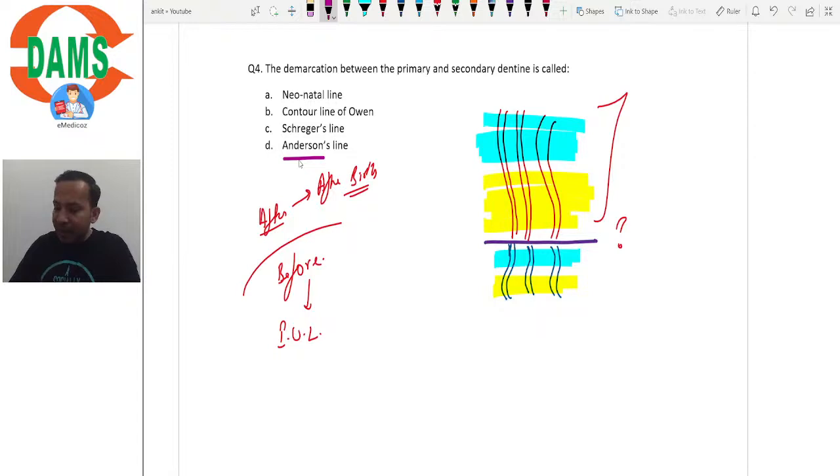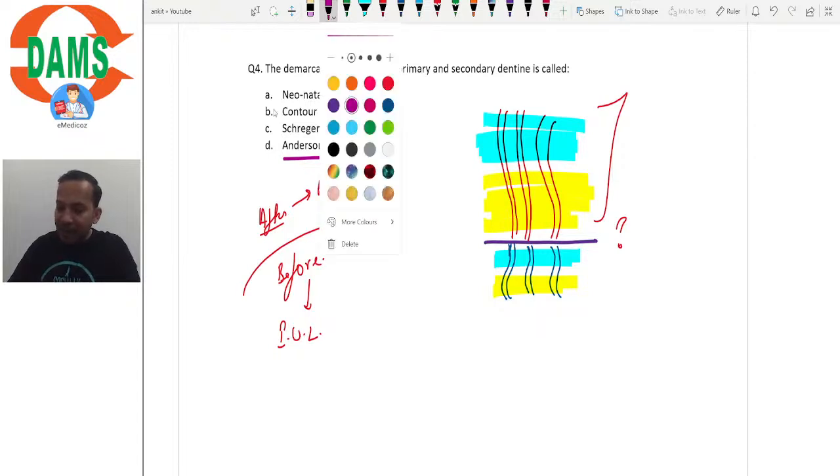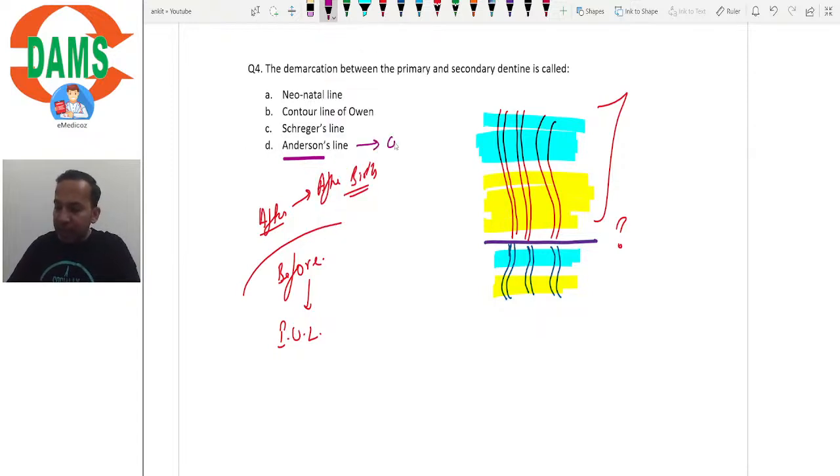Now, what is Anderson's lines? Anderson's lines, as we have studied in the class, they are basically weekly growth lines, right? They are weekly incremental lines. So they will be seen at a distance of approximately 20 micron throughout the dentine, isn't it? So now we can say that whatever is left is the correct answer. So what is left here? It is the contour line of Owen, isn't it?